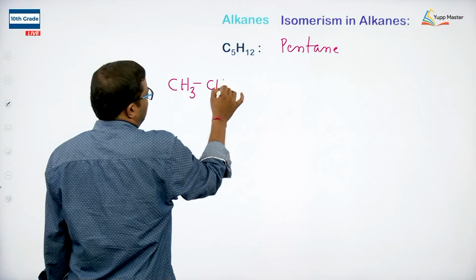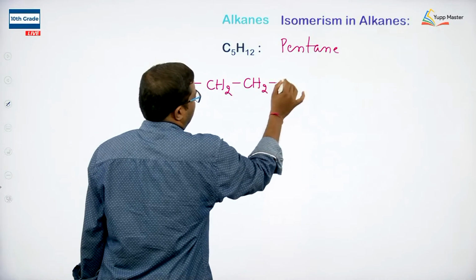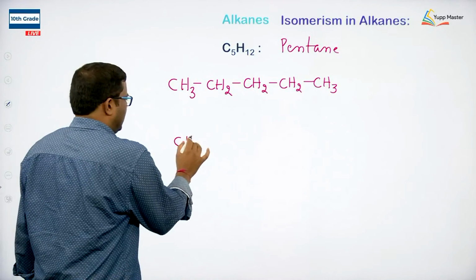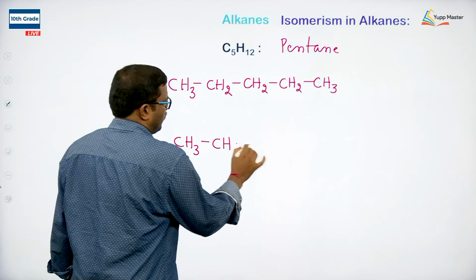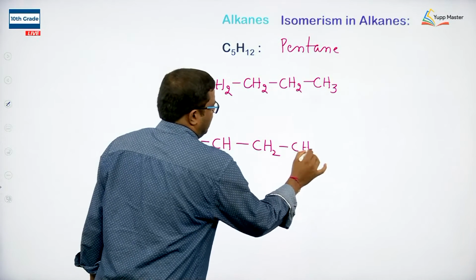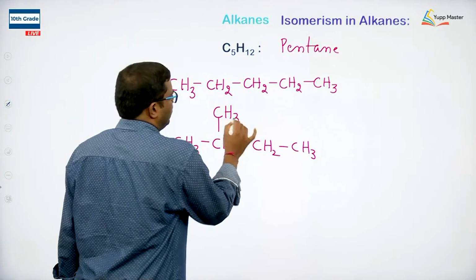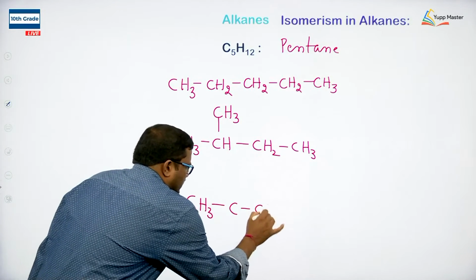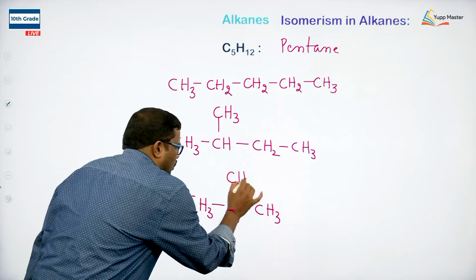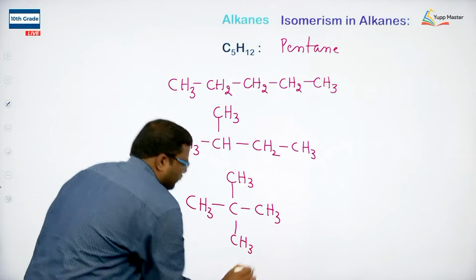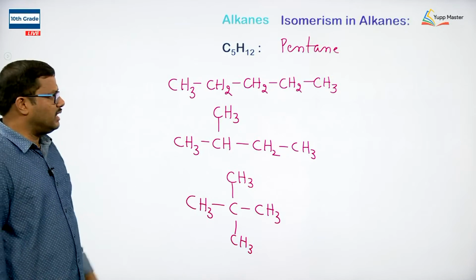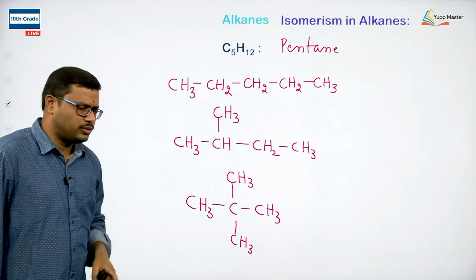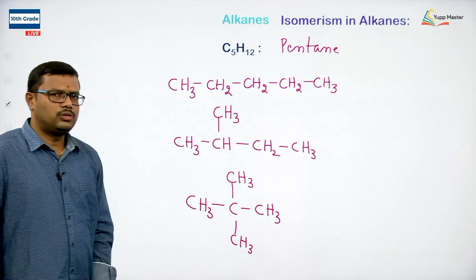First I will write the straight chain, with all 5 carbons arranged in a straight chain. Then I will take 4 carbons in a straight chain and 1 methyl as a substituent, or I will write 3 carbons in a straight chain and take 2 carbons as substituents. So we can arrange the 5 carbons as 5 in a straight chain, 4 in a straight chain with 1 substituent, or 3 in a straight chain with 2 substituents.